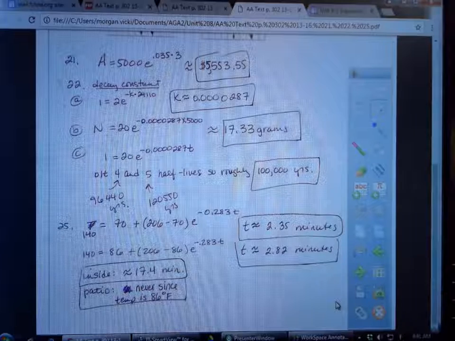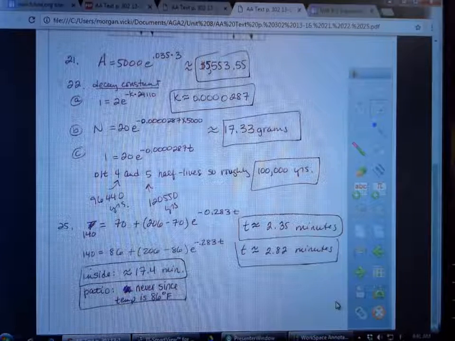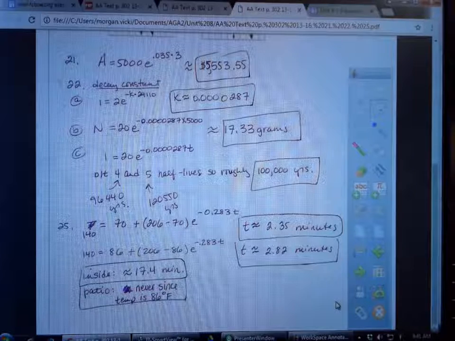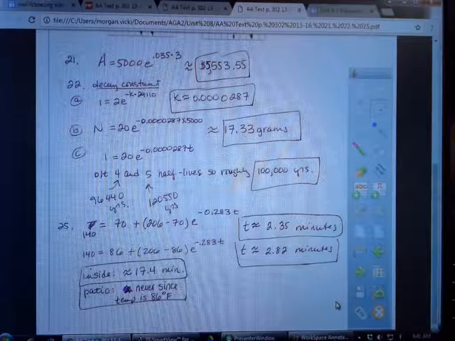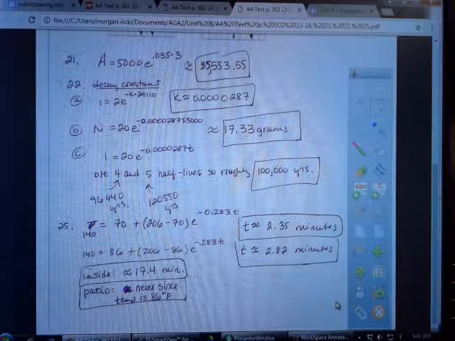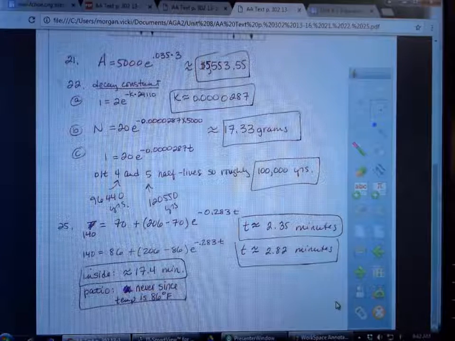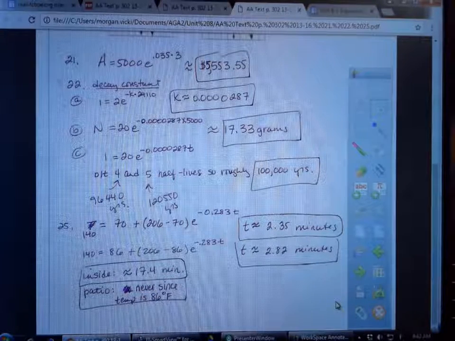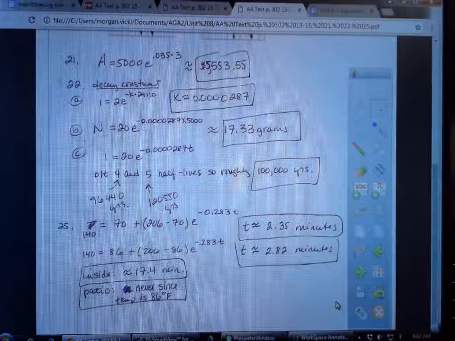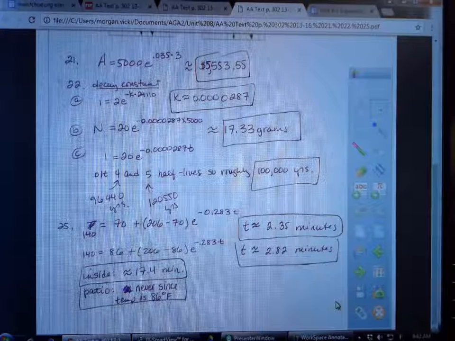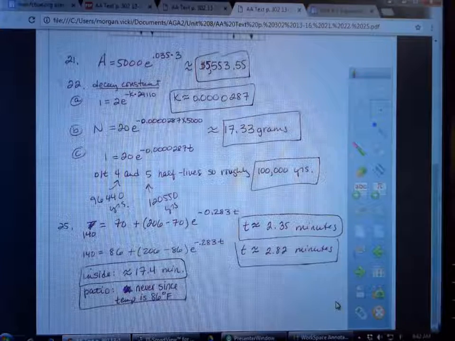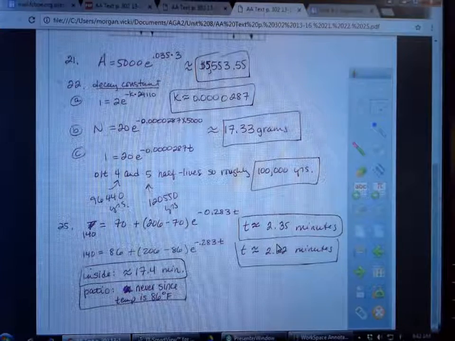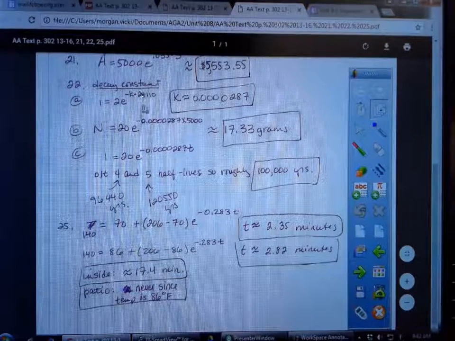And Gigi, do you have a question? How'd you get the setup for 22A? 22A? Okay, so 22 talks about an accident in 1986 at the Chernobyl nuclear plant in the Ukraine that released a large amount of plutonium into the atmosphere. The half-life is about 24,110 years. So you can see that is in our equation right there.